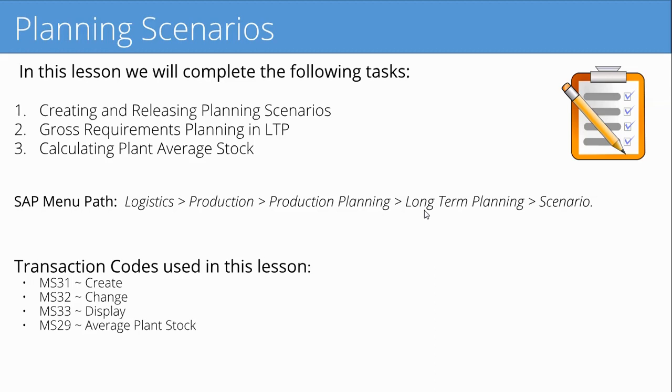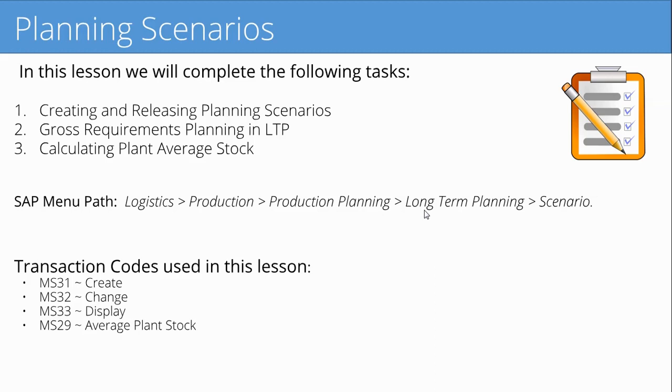Third is calculating the plant average stock, and this one I won't be able to show you in the demo, but I can walk you through the steps because the plant that I'm using is set up for MRP areas, and when your plant is set up for MRP areas, you can't use the plant average stock as the initial stock in the long-term planning. But I'll show you how to do it in case you have the situation where you can use that.